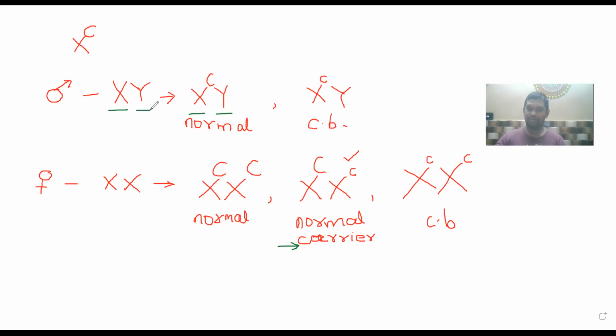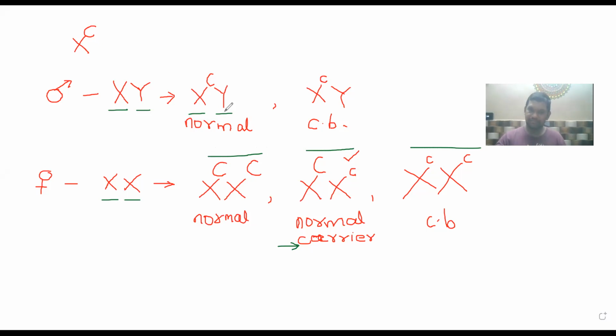X and Y are two different genes, right? Yes, correct. If both are the same, X and X, is this possible? Either homozygous or heterozygous. But in males it is either X with a dominant C or X with a recessive C. Is there any other possibility? Here actually Y, no. There is no other possibility.